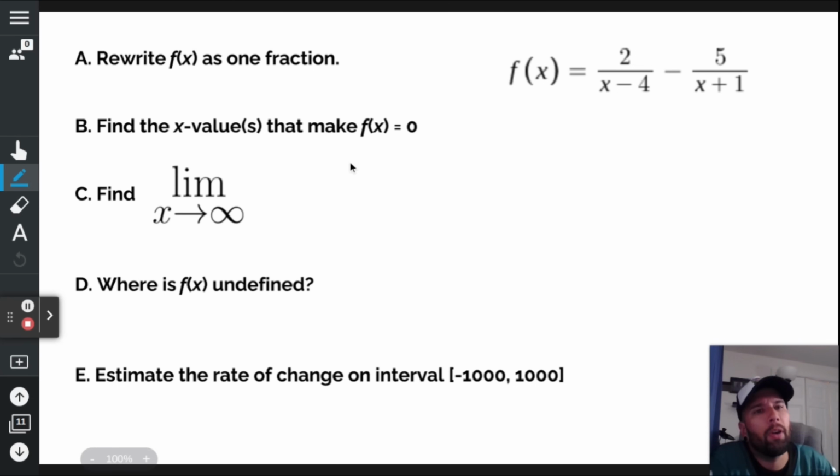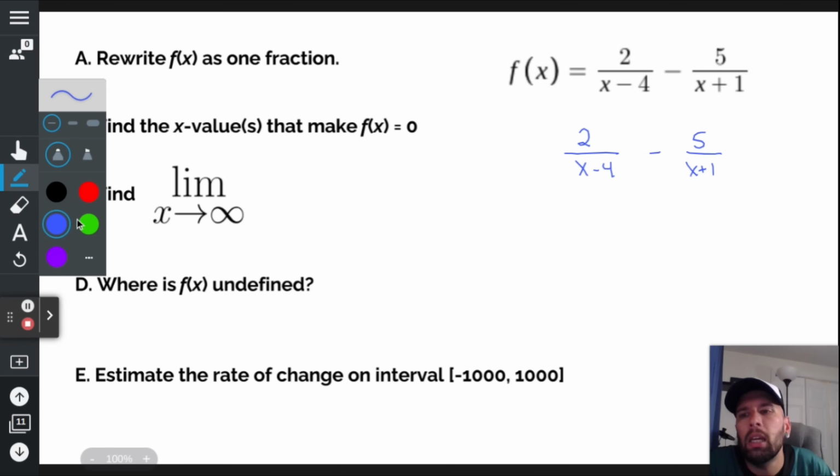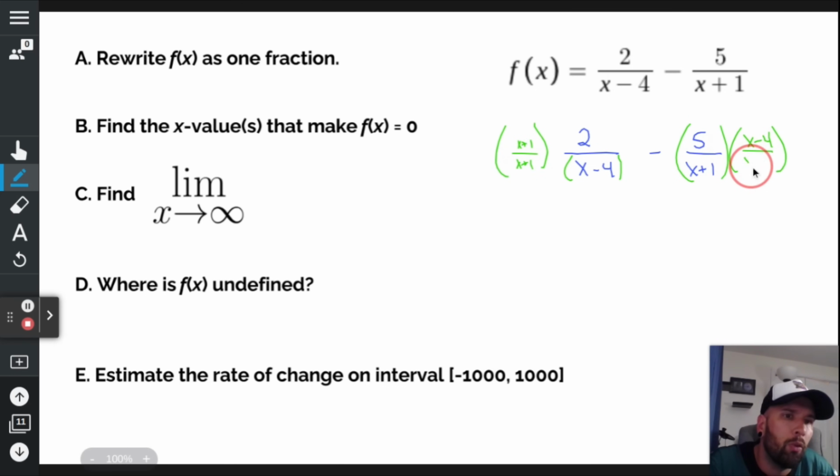Rewrite f of x as one fraction. Ooh, I hate these. So in order to rewrite it as one fraction, let me rewrite the first fraction, give myself some space. I need a greatest common denominator. Nothing in common. So I just need to multiply this guy by x plus 1 over x plus 1. And I need to multiply this guy by x minus 4 over x minus 4. I'm going to keep the bottom factored. So x plus 1, x minus 4.